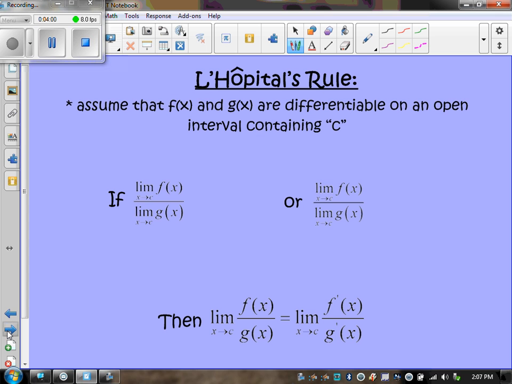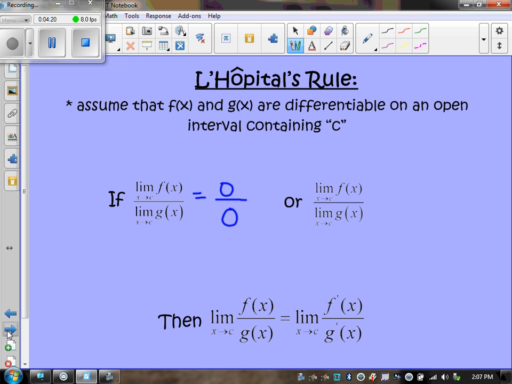Or negative infinity over negative infinity, okay? As long as f and g are differentiable functions, if I take the limit and do my direct substitution and I end up getting 0 on top, and I do my direct substitution on bottom, I get 0 on the bottom. That's what's called an indeterminate form.